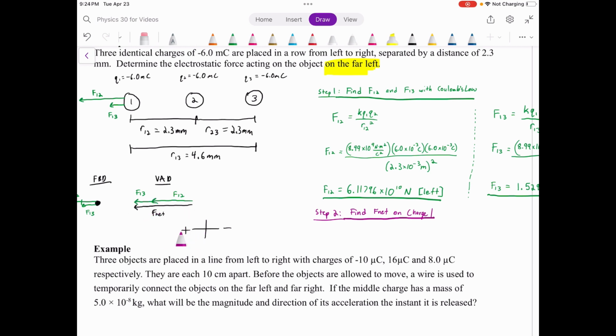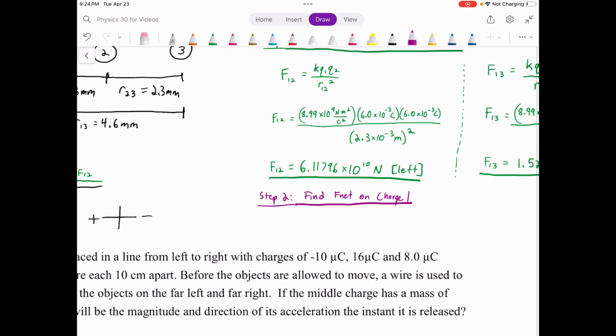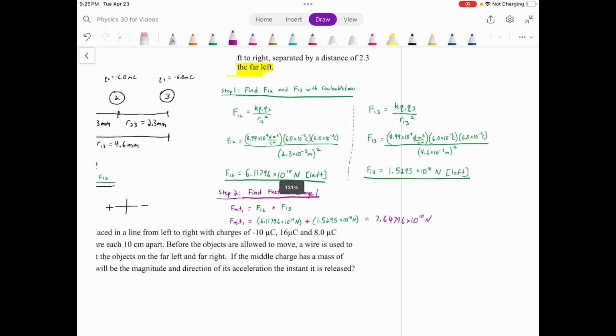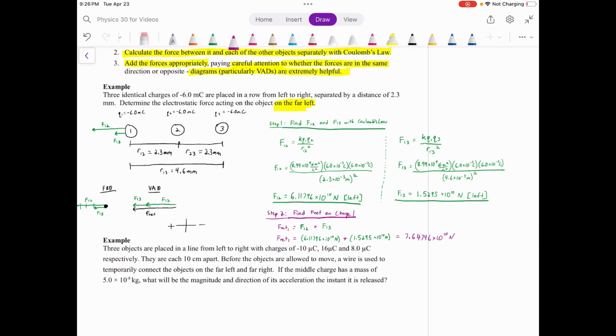I'm going to make that direction positive again since they're both to the left, and then I just know that a positive result means it's to the left. So F net 1, they're both in the same axis, so it's going to be the force from object 2 plus the force from object 3 on object 1, and we've got those numbers. Let's add them up. The forces are in the same direction, so I give them the same sign. I got 7.64746 times 10 to the 10 newtons. Okay, now we got a positive answer, which we defined as left, so that's good. We were definitely predicting a net force on object 1 being to the left.